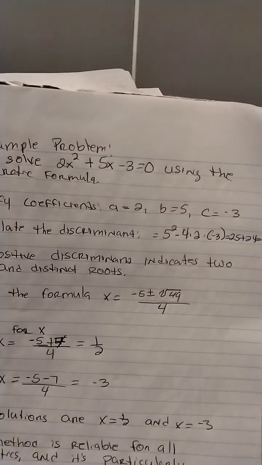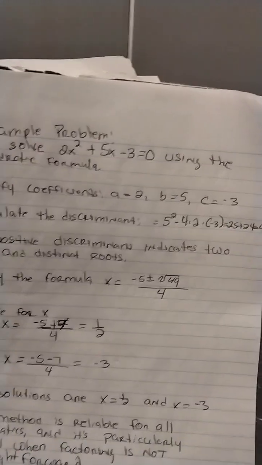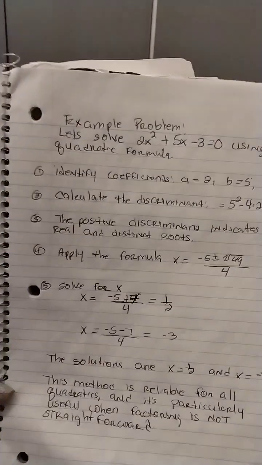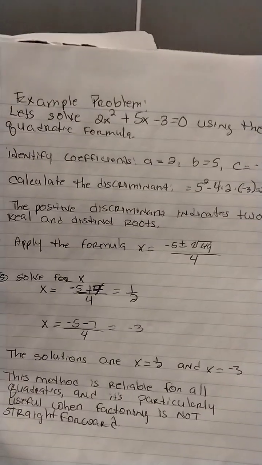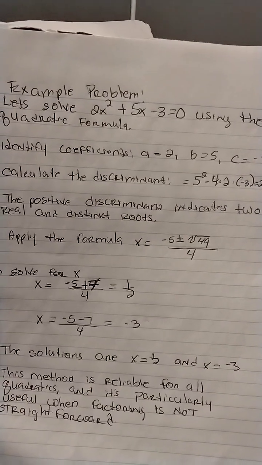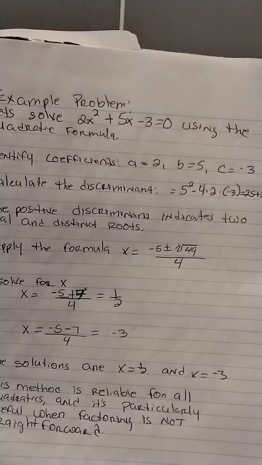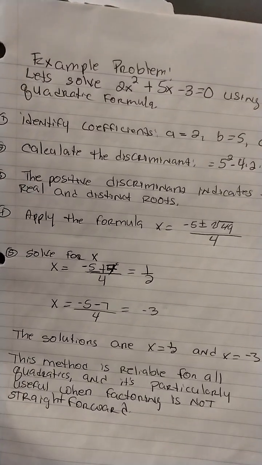An example problem: let's solve 2x squared plus 5x minus 3 equals 0 using the quadratic formula. Identify coefficients. So here we go. We're going to say a is equal to 2, b is equal to 5, and c is equal to negative 3.